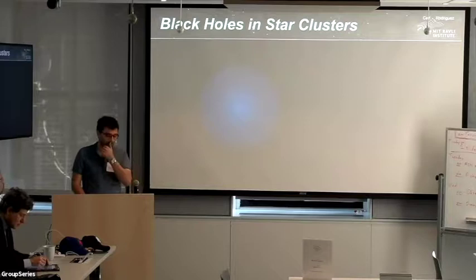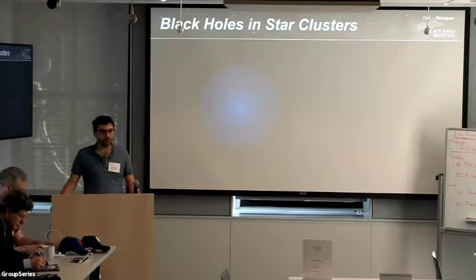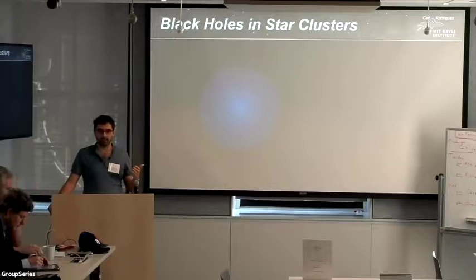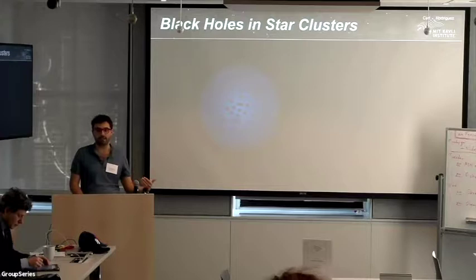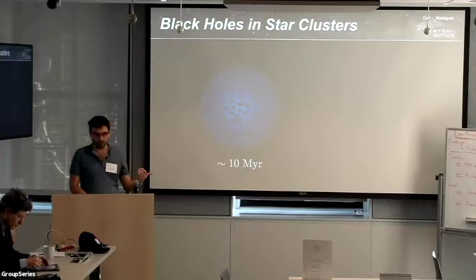So the general picture to have in mind with any star cluster, be it an open cluster, globular cluster, or galactic nucleus, is that it's pretty easy to form black holes in these things. As long as you have massive stars at some point during the evolution of a star cluster, those massive stars are going to collapse either directly or in a supernova and leave behind a population of black holes. This happens on a very rapid timescale, generally for massive stars about 10 megayears.